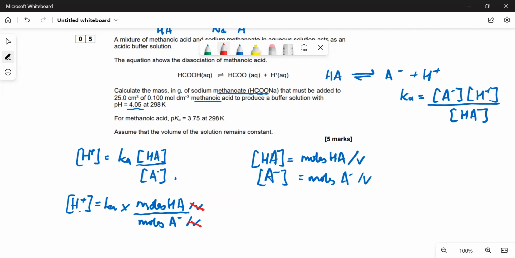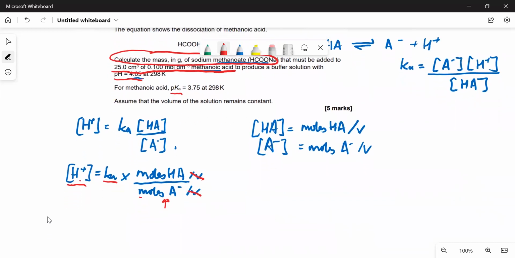Now what do we know in this? We can work out H plus because they tell us the pH. We can work out Ka because they tell us the pKa. We can work out the moles of HA because they tell us the volume and the concentration of methanoic acid. The only thing we don't know are the moles of A minus, and that's what we want to find out, because we've got to find the mass of sodium methanoate. We can just multiply the moles by the MR to get the mass. So let's rearrange that equation to get moles A minus as the subject.